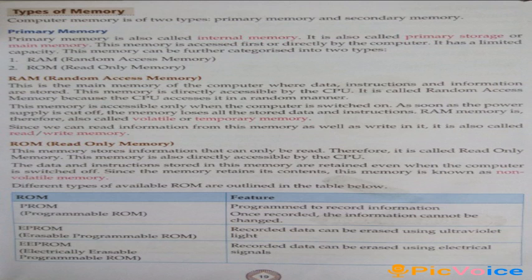Different types of available ROM are outlined in the table below. PROM, programmable ROM: programmed to record information. Once recorded, the information cannot be changed. EPROM, erasable programmable ROM: recorded data can be erased using ultraviolet light. EEPROM, electrically erasable programmable ROM: recorded data can be erased using electrical signals.